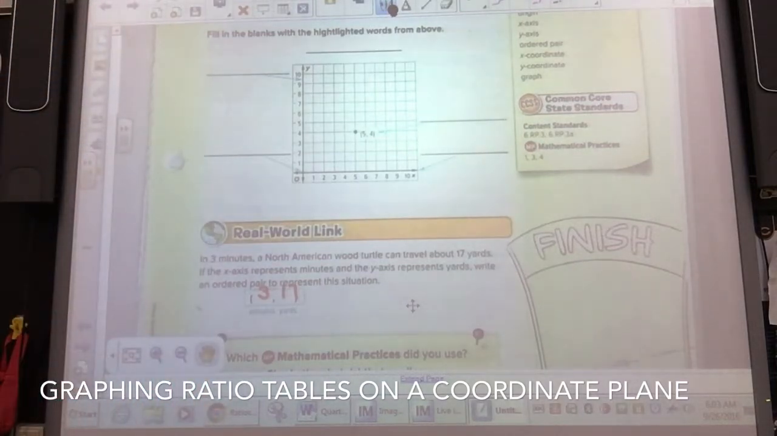Now we can't actually graph that because our graph paper doesn't go that high, it only goes to 10, but they wanted to just give you an example of how you felt about graphing those pairs.